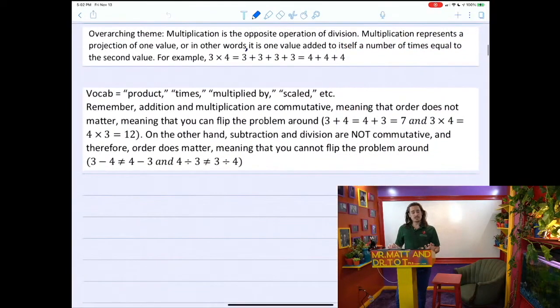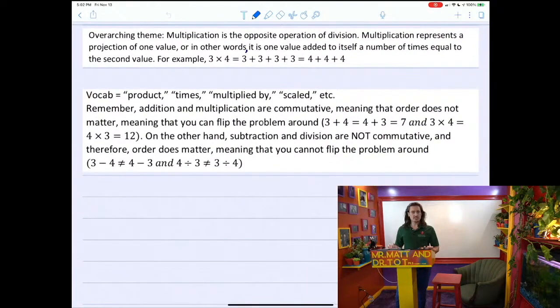So, like we were saying all this week, multiplication is an expansion of one group by another group. It's a scalar projection. Those are fancy words, but it means that one value is increased at a rate or added to itself a number of times equal to the other value.